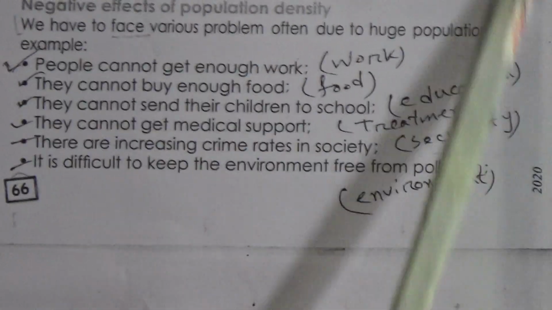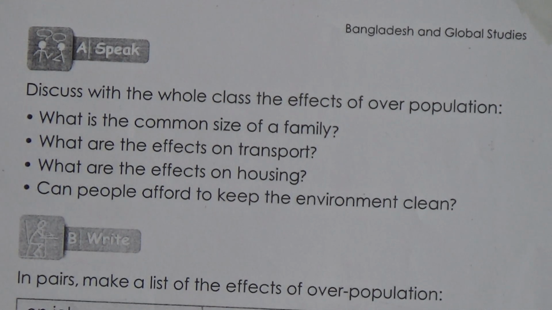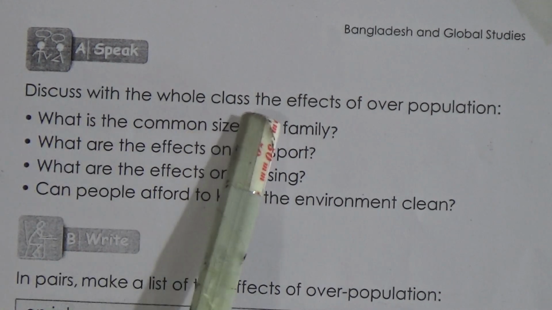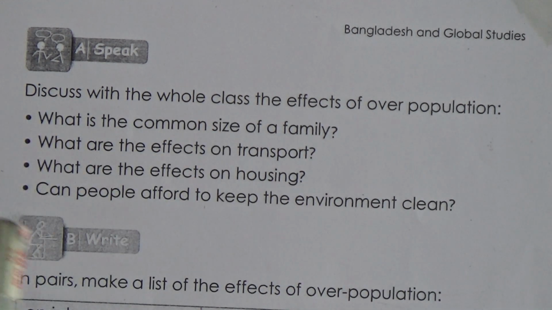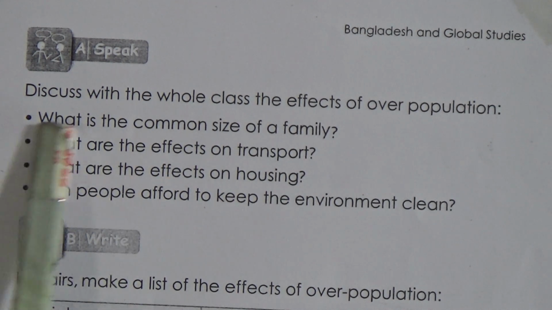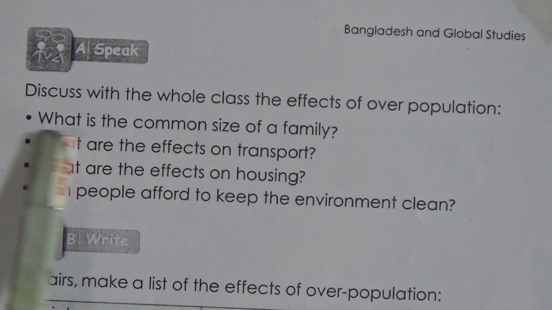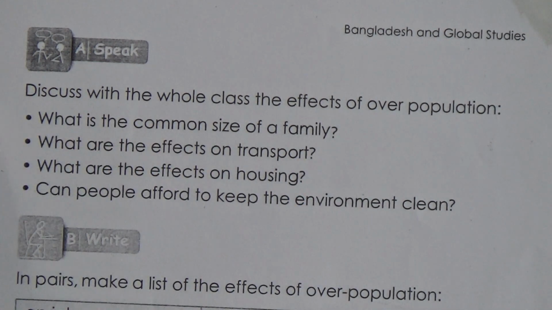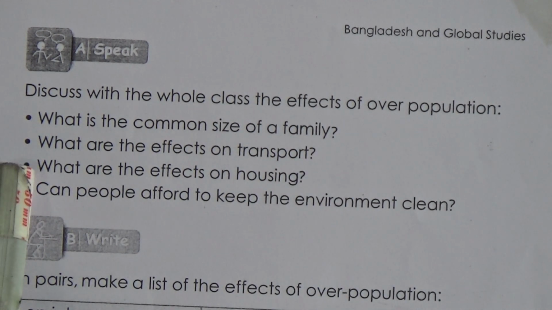So dear students, we will try to find the answer on page number 67. Go to page number 67, and in the speak portion, there is a task: discuss with the whole class the effects of overpopulation. We have to discuss as we do in our live classes. I am also explaining briefly what the common size of a family is. Right now in our country, most of the time it is 4 or 5. Most of the time we now have nuclear families. So this is the scenario. We will find 4 or 5 members in a family on average.